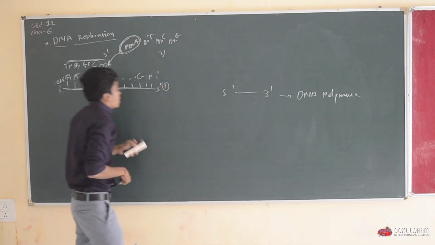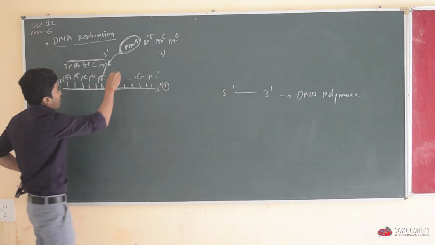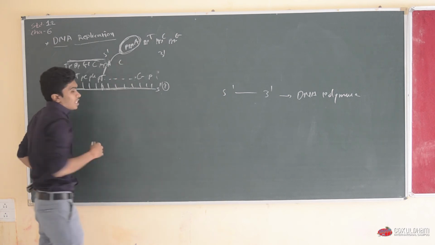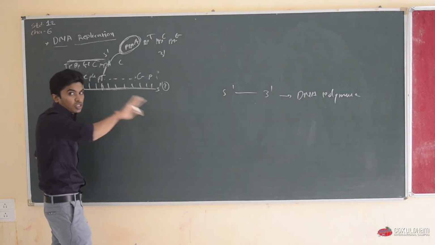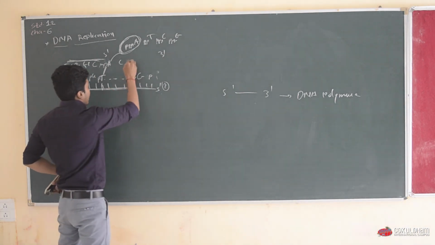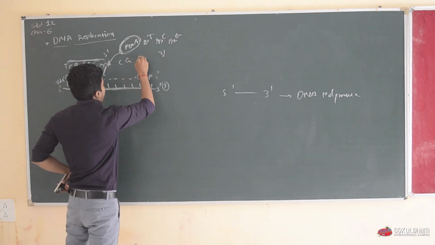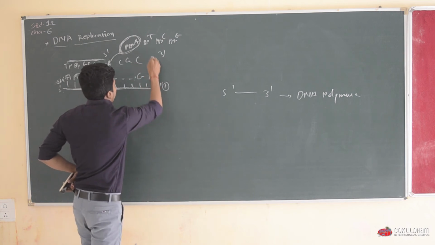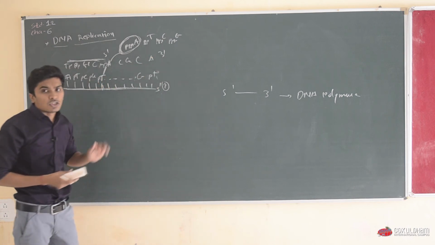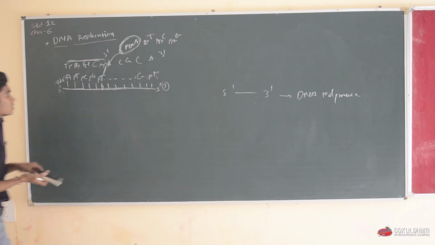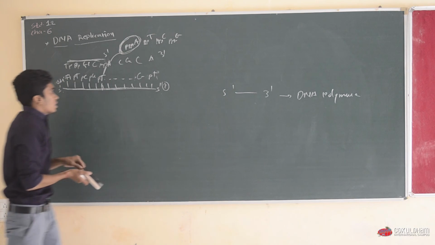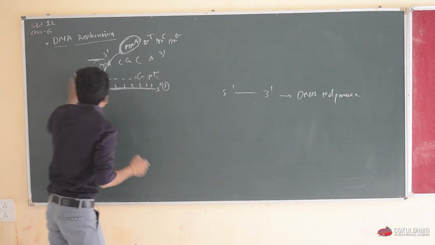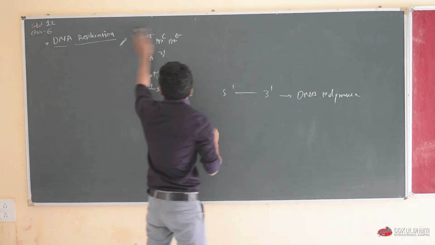Okay, so the polymerization takes place, and this DNA polymerase continuously polymerizes the new DNA strand like C, G, and then C and then A. Likewise, it will continuously grow. Okay, so this is how DNA polymerase works. Now let us see in a double stranded DNA.